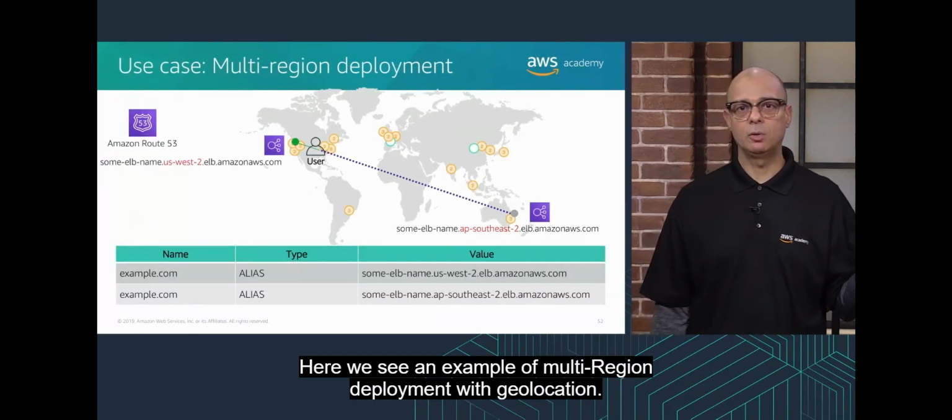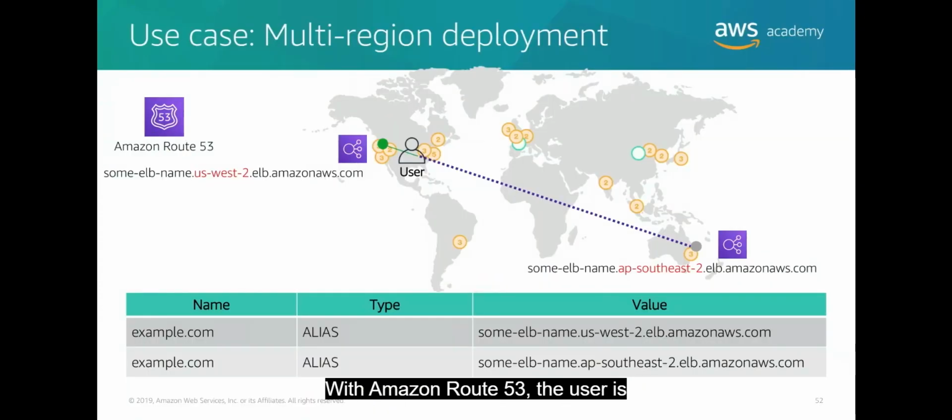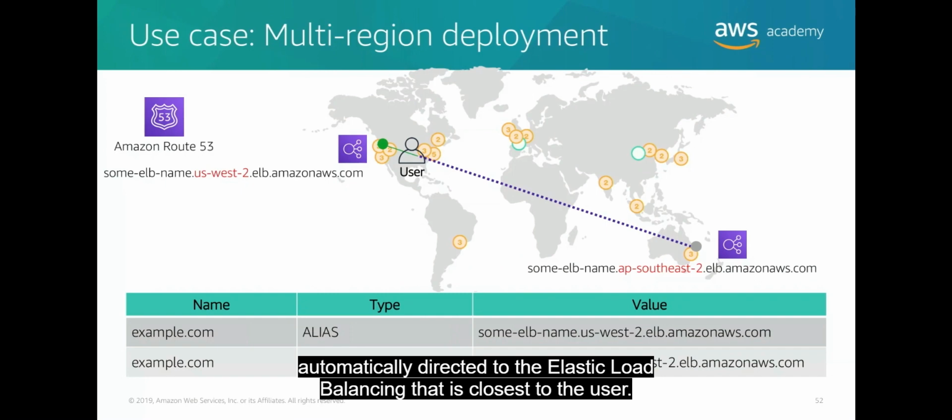Here we see an example of multi-region deployment with geolocation. With Amazon Route 53, the user is automatically directed to the elastic load balancer that is closest to the user. Multi-region deployment of Route 53 enables latency-based routing to the region and load balancing routing to the next availability zone.